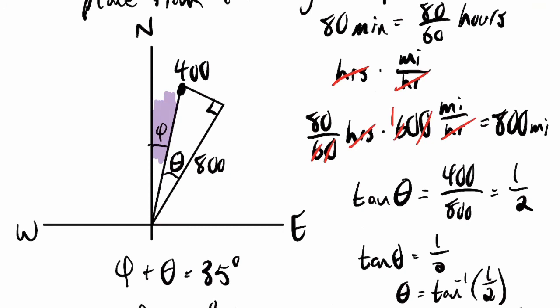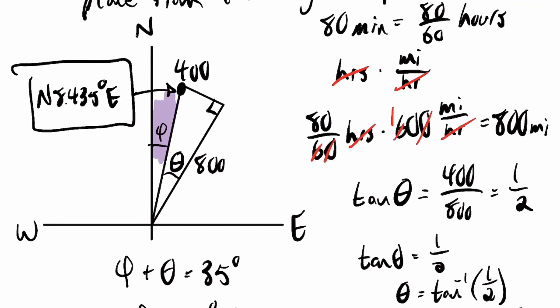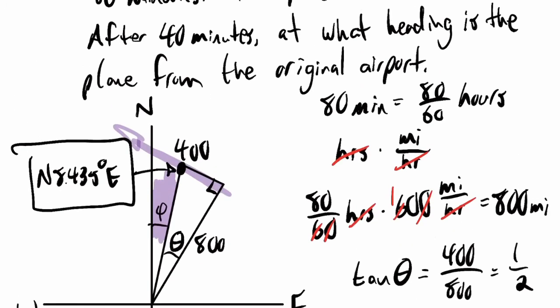So this position right here is north 8.435 degrees east, and that would be our final answer. But I thought you said they were going west. They are. Their current path is to move in a westerly direction, but that is not what the question says. The question doesn't say what is their heading. It says what is the heading from the original airport.